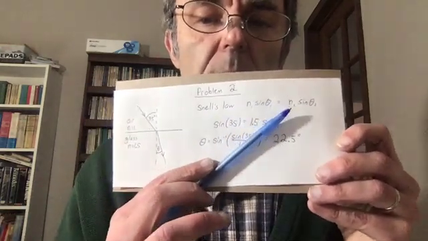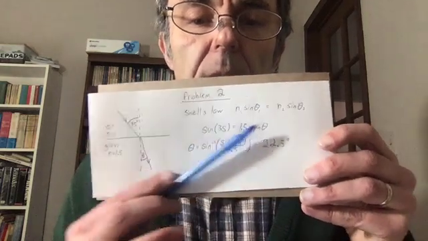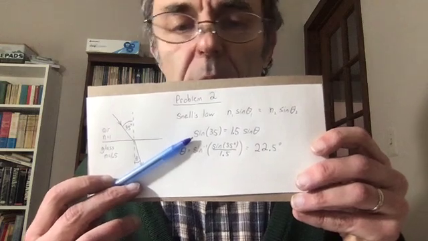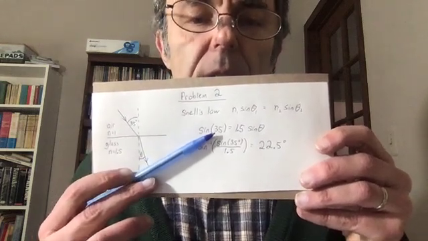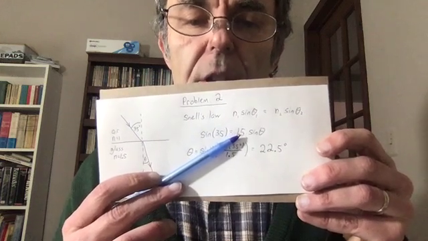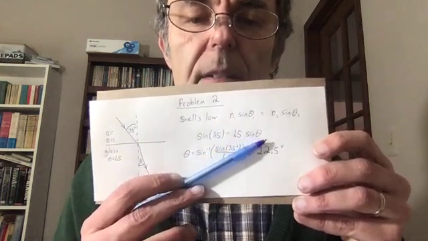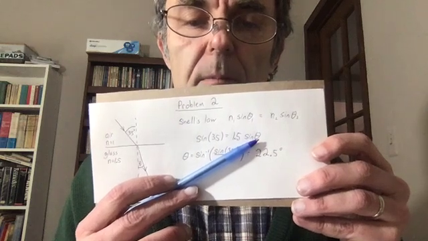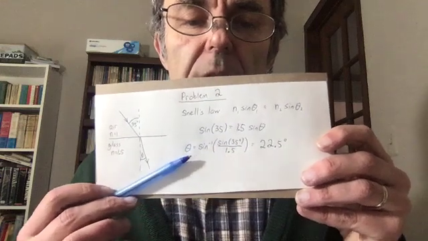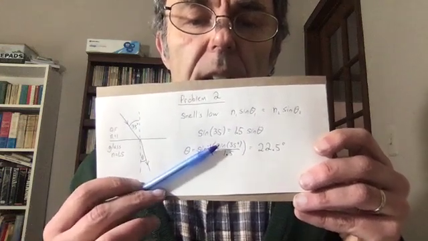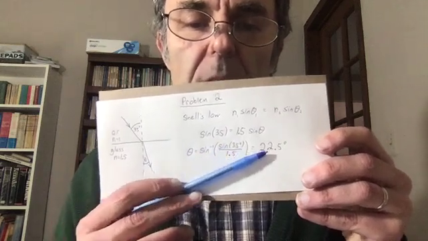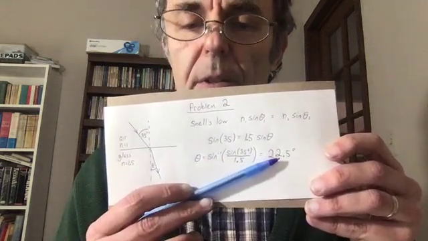N1 sine theta 1 equals N2 sine theta 2. In this case, N1 out in the air is 1, so that's just 1, which I don't even write, times sine of 35 degrees equals 1.5, that's the index of refraction in glass, times sine of theta, the angle in the glass. Then you can just divide through by 1.5 and take the inverse sine. You get the angle is inverse sine of sine 35 divided by 1.5. And you calculate that out, you get 22.5 degrees.